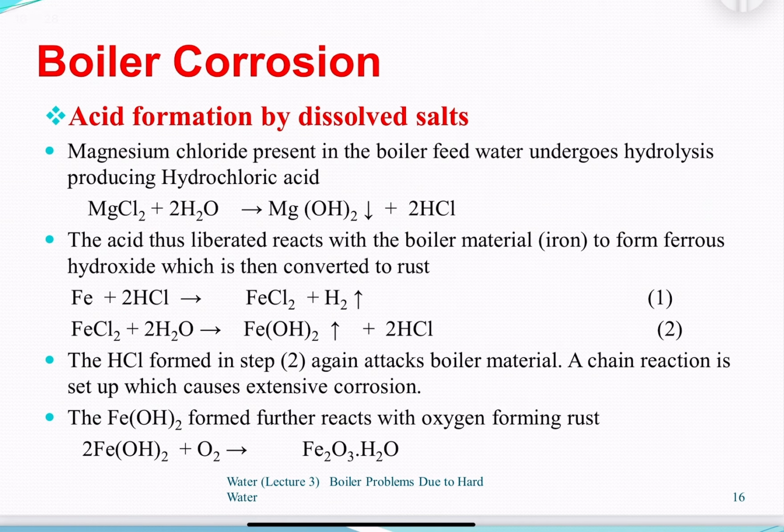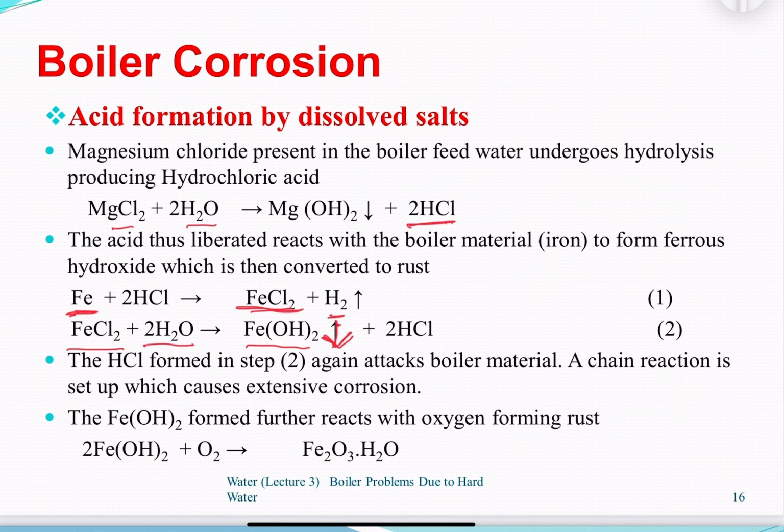So first is acid formation by dissolved salts. See, suppose magnesium chloride is present in water. This will react with water, and naturally the temperature and pressure are very high because we are talking about a boiler. So magnesium hydroxide precipitate is formed and acid is formed. Now this acid will react with boiler material, which is iron, and it will form ferrous chloride and hydrogen is formed. This ferrous chloride then gets hydrolyzed. Ferric hydroxide is formed. This is a precipitate, so the arrow will be pointing downwards, and HCl is formed.